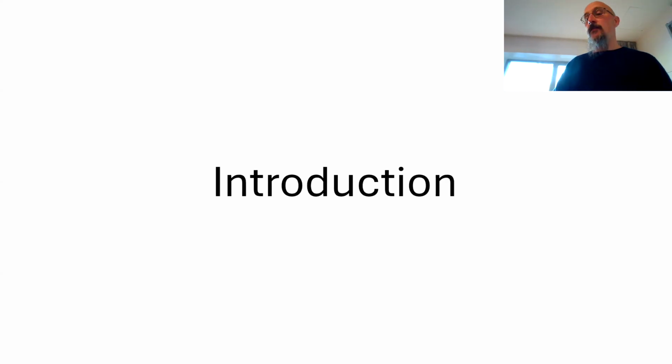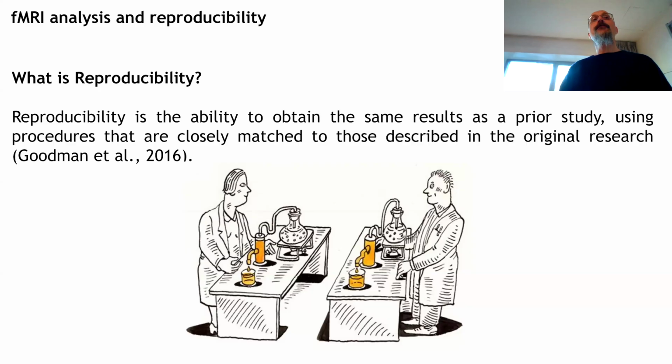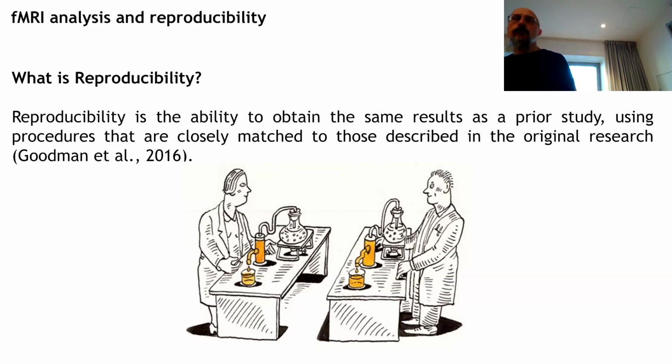It's what I want to talk about because when you start to do neuroimaging, I remember that when I started to do research, my only goal was to process the data to get the results and to publish. But reproducibility now is a big thing. So let's define what reproducibility is. Reproducibility is the ability to obtain the same results as a prior study using procedures that are closely matched to those described in the original research. So it should be good to be able to reproduce data. That is the first point.